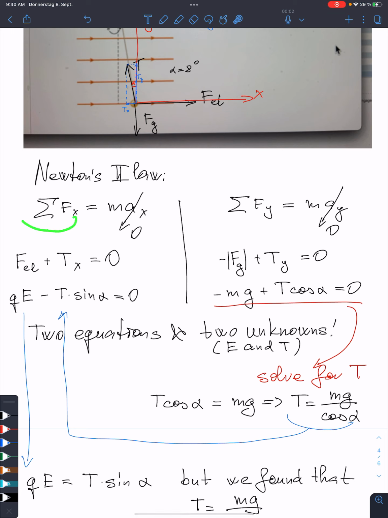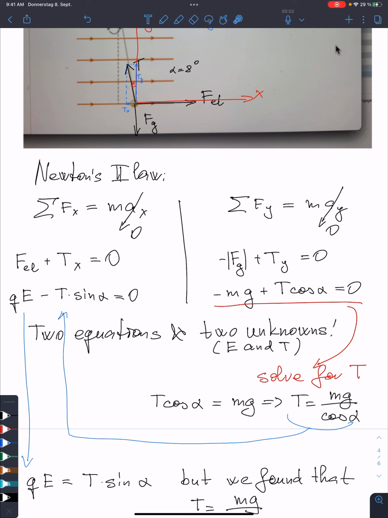In the x direction, the net force is given by the mass times acceleration. In the x direction, particle doesn't move, and therefore this is just 0. Okay, what are the forces in the x direction? There is F electric, plus the x component of the string tension force. I will substitute what I found for the x component of the string tension force. It is negative T times sine of alpha, and I should remember that the electric force is given by Q times electric field. Okay, and since there is no acceleration in the x direction, this is 0 on the right hand side.